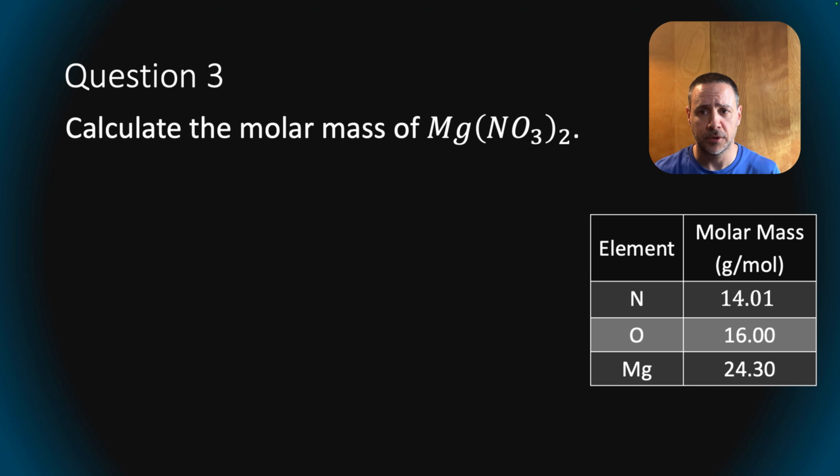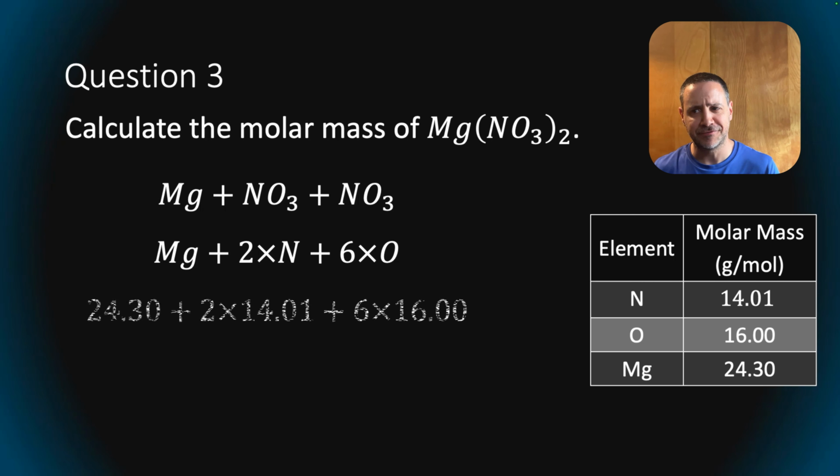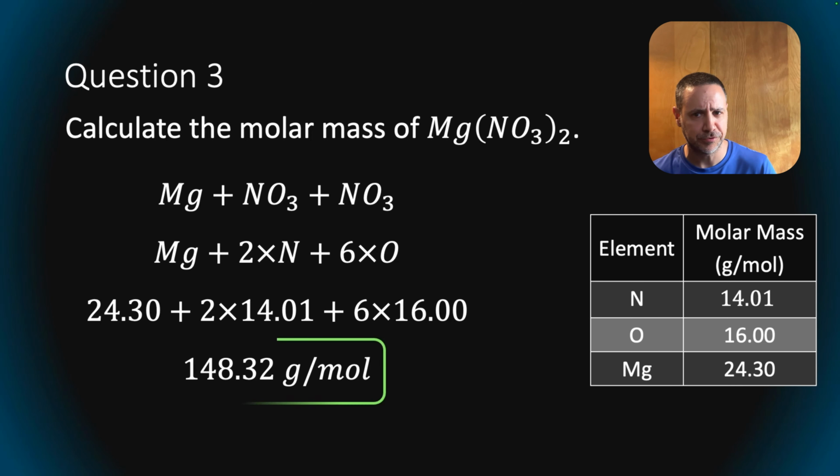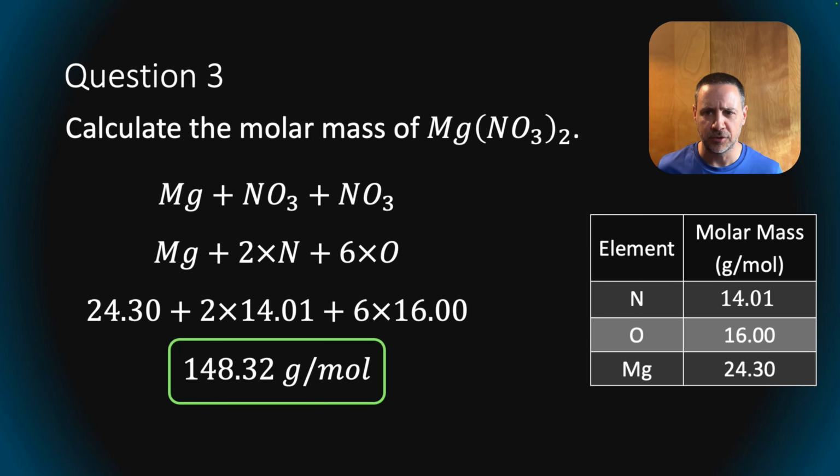Pause the video and try this one. I'll put the solution up in a second. When you have parentheses, be careful with your math. You can separate things the way that I did on the first line to highlight the 2 NO3s, or you can just multiply all subscripts carefully to create what I did in the second line.